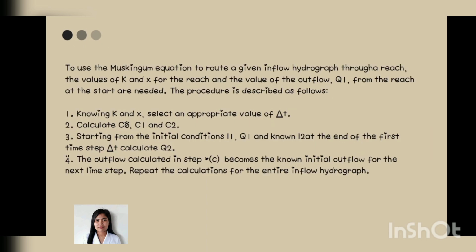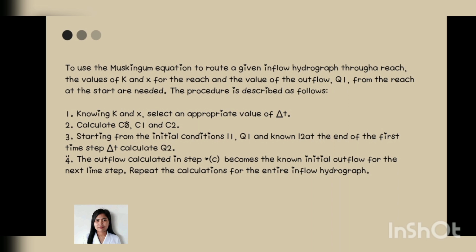To use the Muskingum equation to route a given inflow hydrograph through a reach, the values of K and X for the reach and the value of the outflow Q1 from the reach at the start are needed. The procedure is described as follows. Number 1. Knowing K and X, select an appropriate value for the time step delta T. Number 2. Calculate C0, C1, and C2.